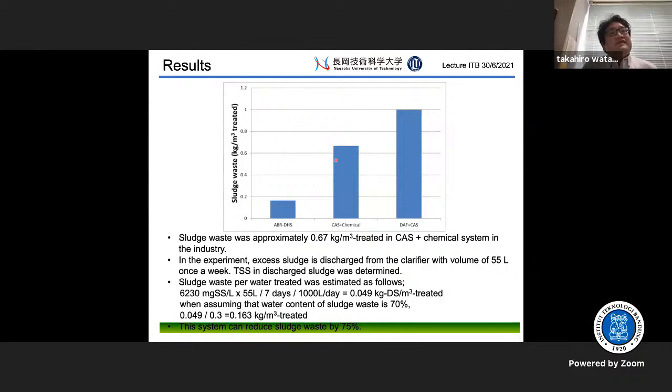In this experiment, excess sludge is discharged from the clarifier with a volume of 55 liters once a week. TSS in the discharge was determined. Sludge waste per water treated was estimated as follows. This is the calculation equation. Then we obtained 0.049 kilogram per cubic meter of treated water, when we assume that the water contains 70% sludge waste. So compared with the current treatment system, we expect we can reduce the sludge by 75%.